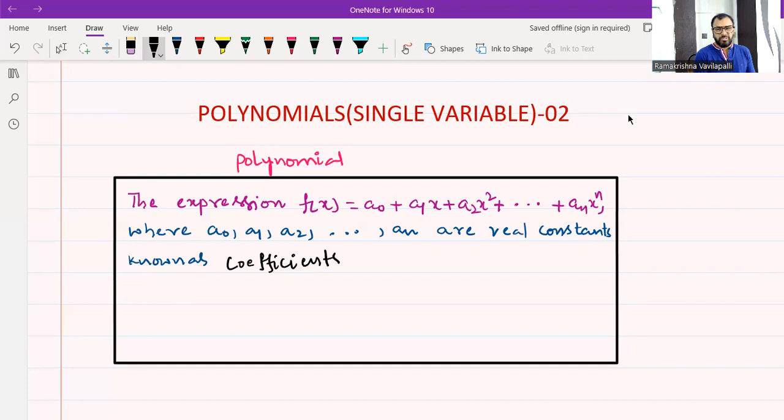And what do you call this n? Here n is greater than or equal to 0 and n belongs to Z. Or you can say that n is a non-negative integer. Remember, the power must be a non-negative integer. It should not be a rational number or irrational number.